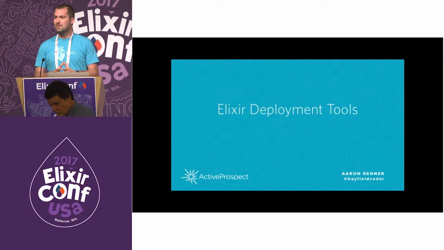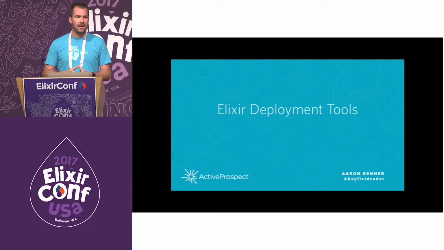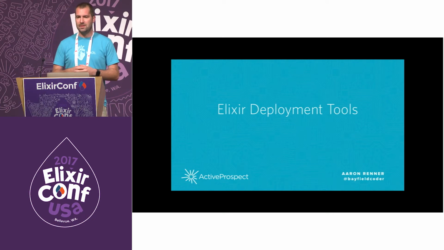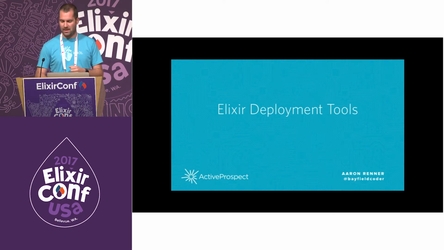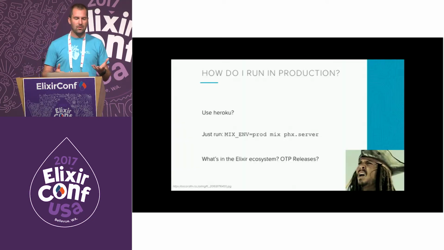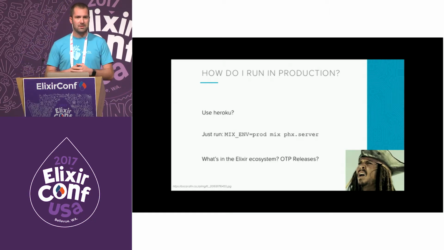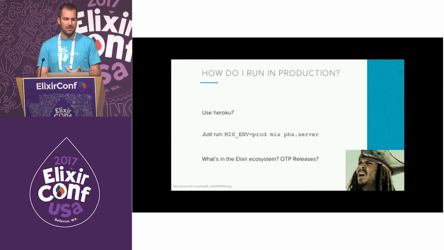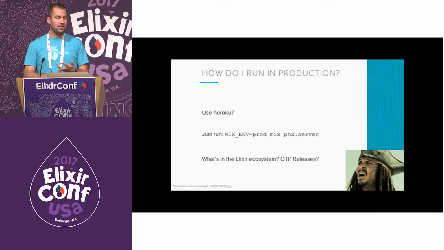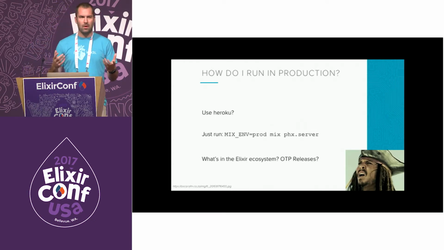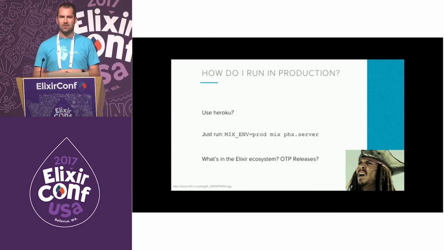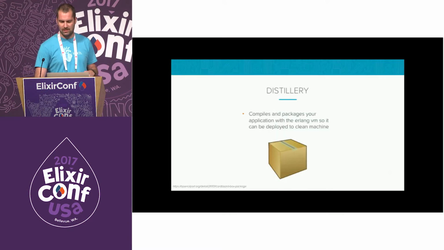My name is Renner. I'm a software engineer at Active Prospect, and recently I've had the opportunity to dive into the Elixir deployment toolchain. So as you're building your app, when you're getting ready to deploy to production for the first time, it's like, how do we deploy? There's options like, well, we could use Heroku, we could run Mix Phoenix Server in production, but what's in the Elixir ecosystem? What are these OTP releases?